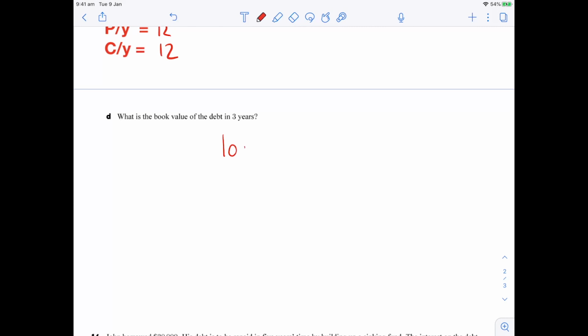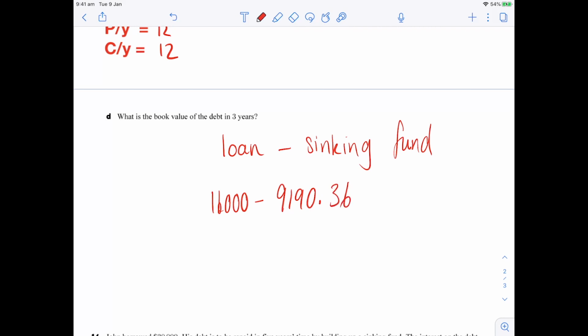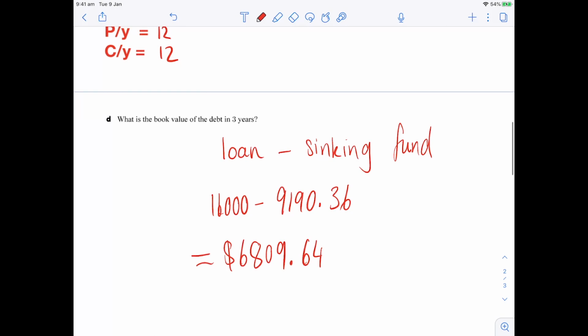And the final part to this question says, what is the book value of the debt? So that is the loan minus the amount in your sinking fund. So that would be 16,000, take away 9,190.36. So the book value of the debt is $6,809.64. Awesome. And that's that question done.